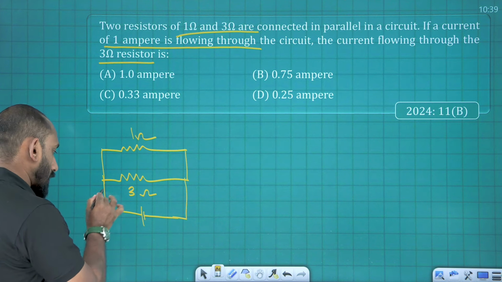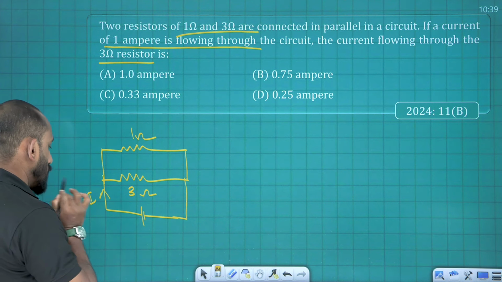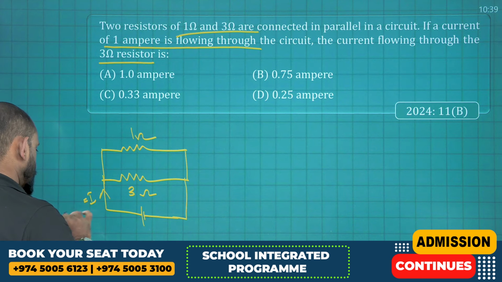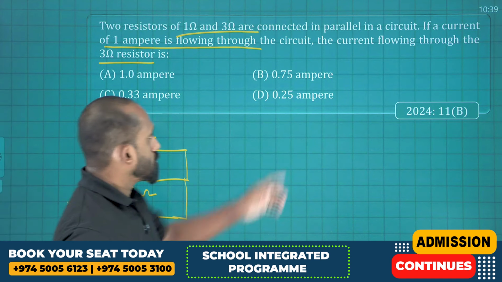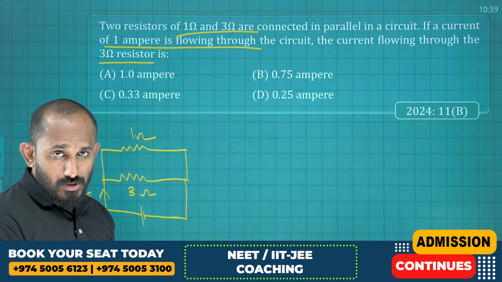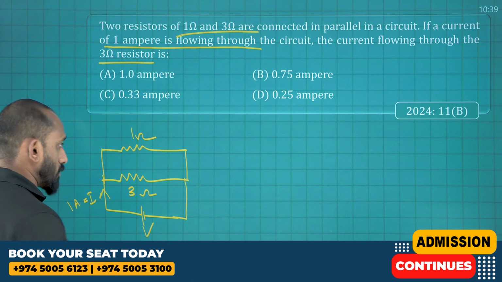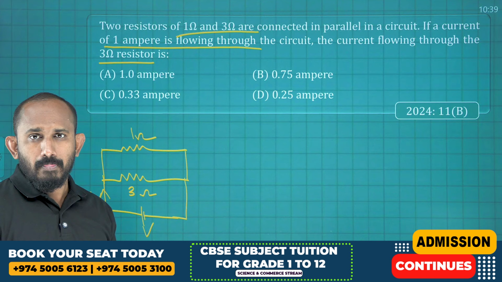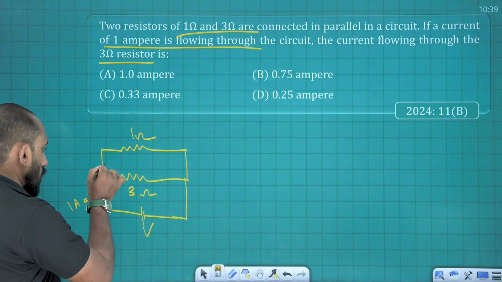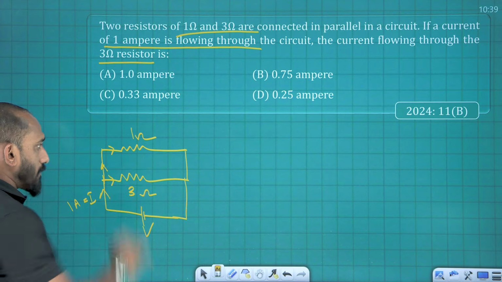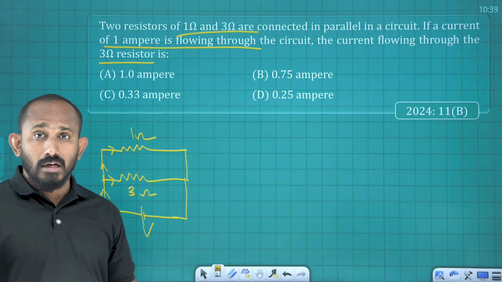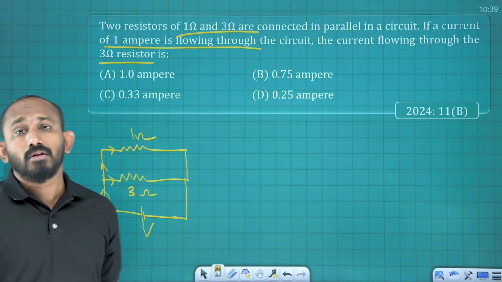Net current is given here. I is equal to how much? 1 ampere. If a current of 1 ampere is flowing through the circuit, here V we don't know. 1 ampere is passing through it, so it will be divided into 2. But different current will be passing through 1 ohm and 3 ohm. More current will pass through 1 ohm, less through 3 ohm.